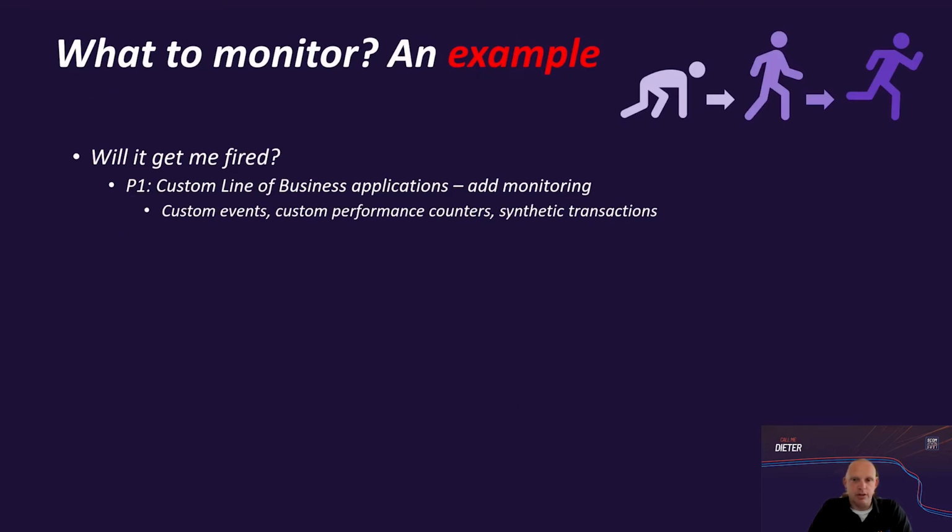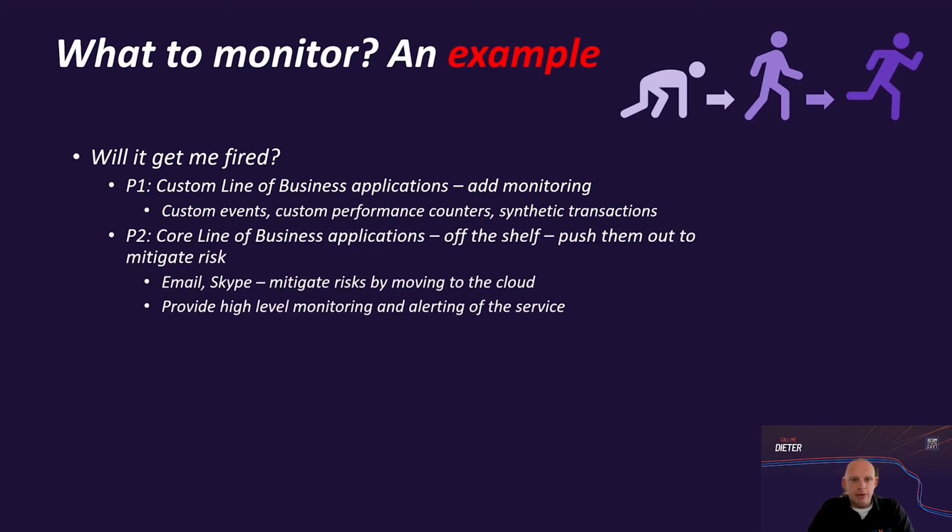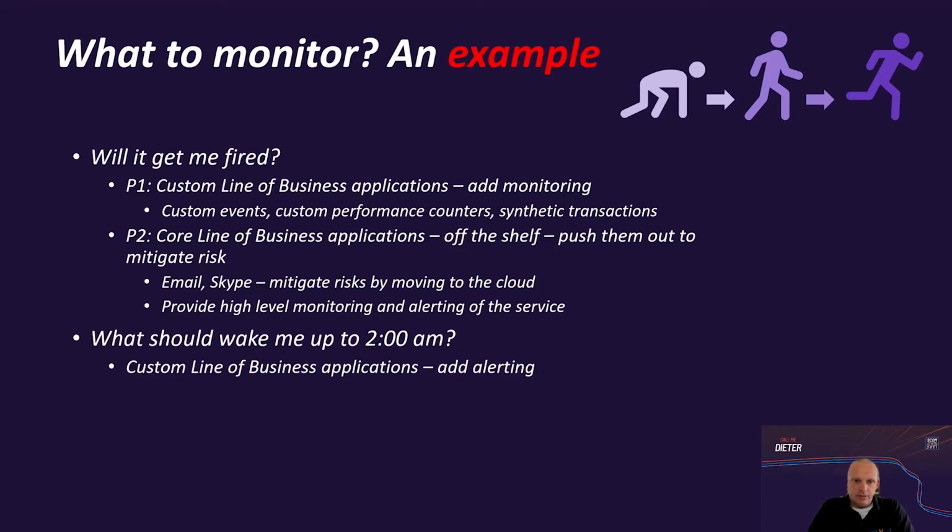So first of all, what are the 3 categories? Like I mentioned before, your custom line of business applications, custom events, custom performance monitorings whatsoever. Then you have your core line of business applications off the shelf. So you need to have your supporting services like email, Skype, and you need to have high level monitoring of the service. And then, of course, what should wake me up at 2 a.m.: the line of business applications which, for example, if they are down, mean that you can't open the stores or you can't open anything else.